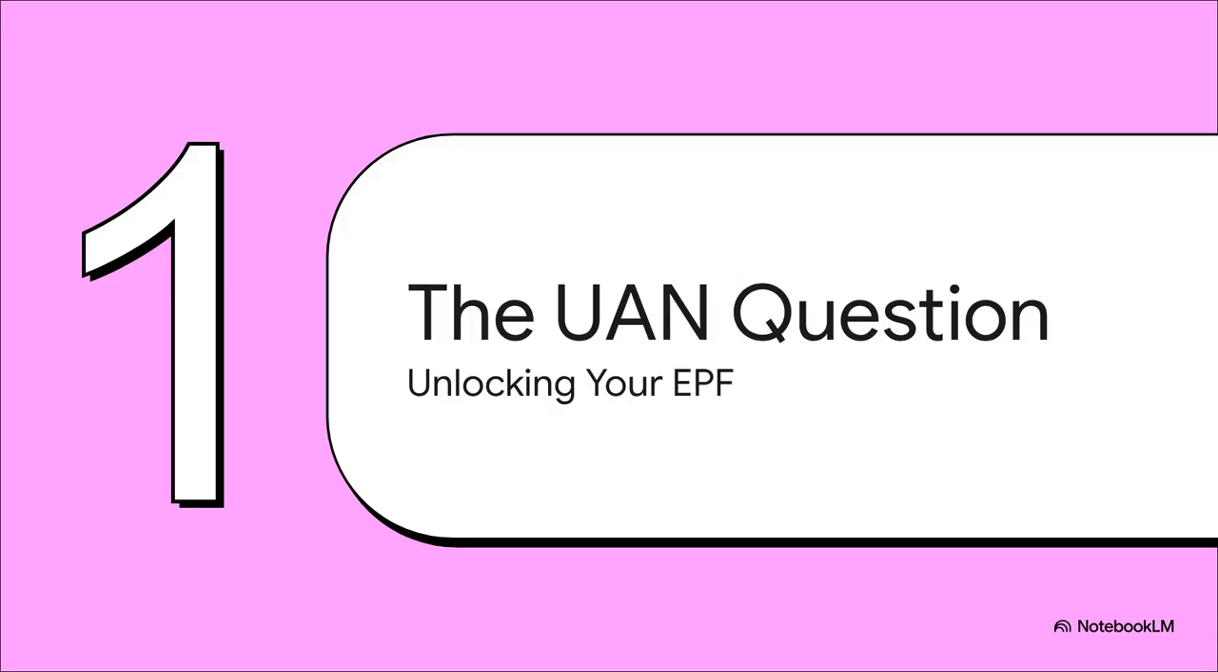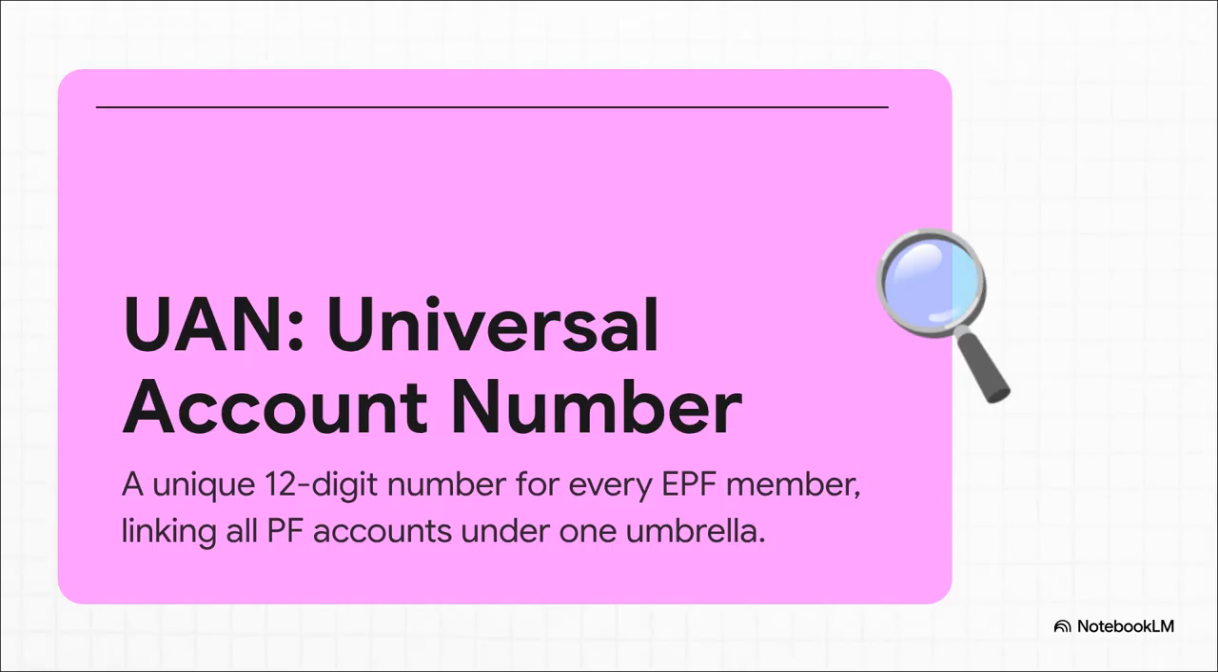Okay, so before we jump into the how-to, let's talk for a second about the why. I know the UAN can feel like this big, mysterious first step, but trust me, it's the absolute key to unlocking and managing your Employee Provident Fund, or EPF. You can kind of think of your UAN as a financial fingerprint for your entire career. Seriously, it's this one-of-a-kind 12-digit number that sticks with you no matter where you work. All your different PF accounts get linked right to this single number, which at the end of the day puts you back in the driver's seat.